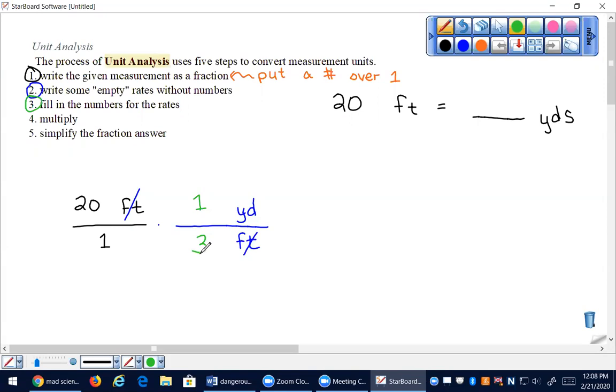My 4th step is to multiply. So going across the top, 20 times 1 is 20. Feet is gone. The only word that's left is yards. 3 times 1 is 3. And there's nothing left word-wise on the bottom. And then to simplify, I do top divided by bottom. That's how we've been changing any fraction into a decimal.